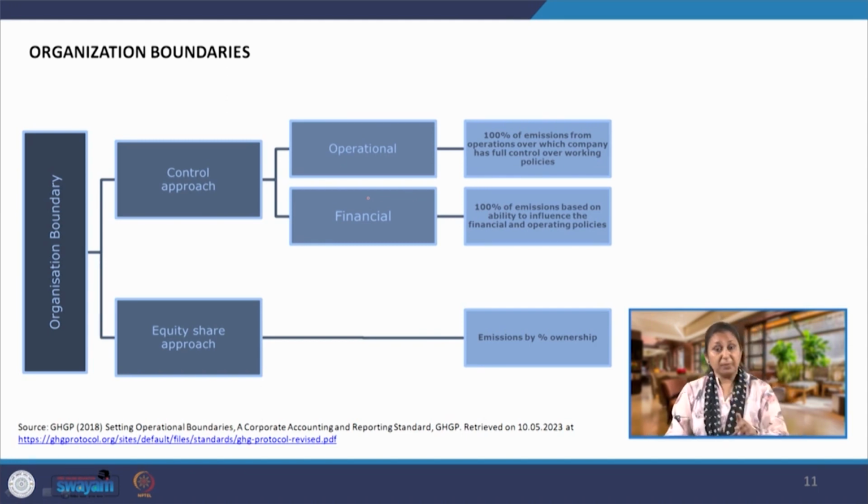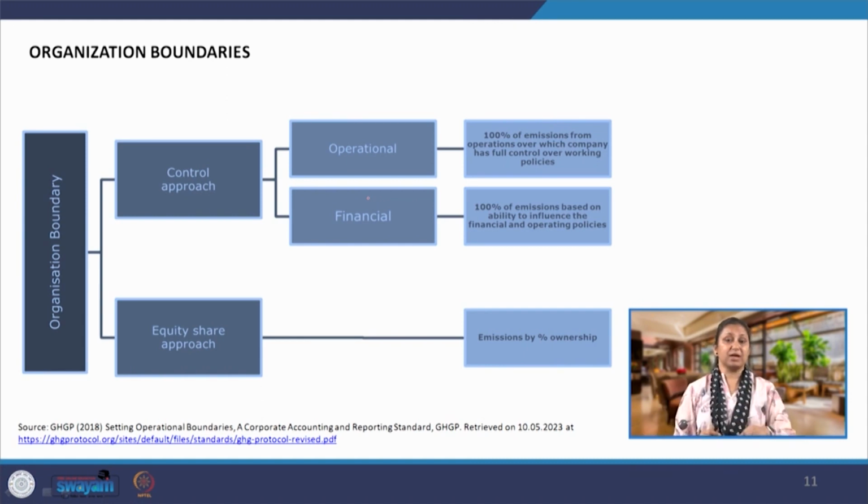Now, there could be a possibility that the operational control or the financial control of the subsidiary company or the end organization is partly controlled by the parent company. For example, if I am an automobile manufacturing company, I might be buying smaller parts from some smaller vendor. I may not have any control over this particular vendor as far as its operations are concerned.